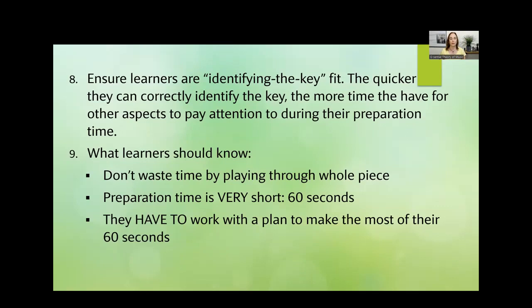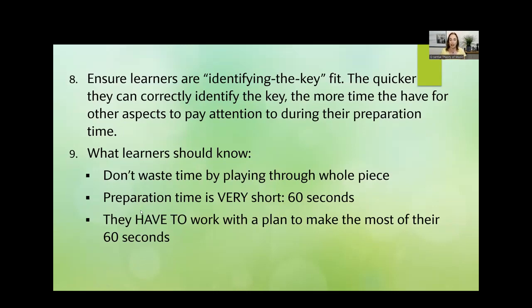Good. And then you also need to make sure that your learners know the following. And that is that they shouldn't waste time by trying to battle through the whole piece, because typically what happens is they just dive into it without doing a proper analysis beforehand, and then they get stuck at parts, and so much time and energy goes into a specific bar or a beat, and before they know it, the examiner says, okay, time up, you need to play.